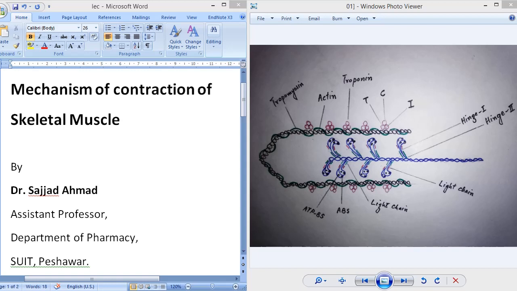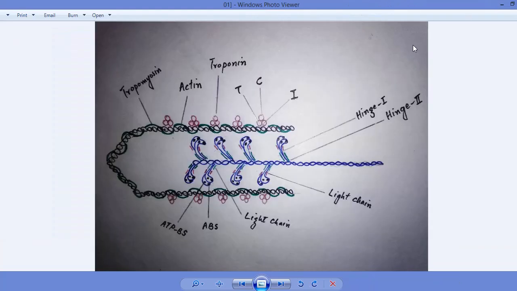Bismillahirrahmanirrahim. Today we are going to learn about the mechanism of contraction of skeletal muscles. Almost all the muscles inside the body have somewhat the same mechanism of contraction. To know about the mechanism, we are going to the first slide.